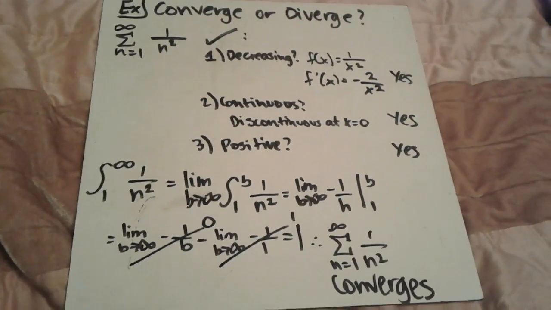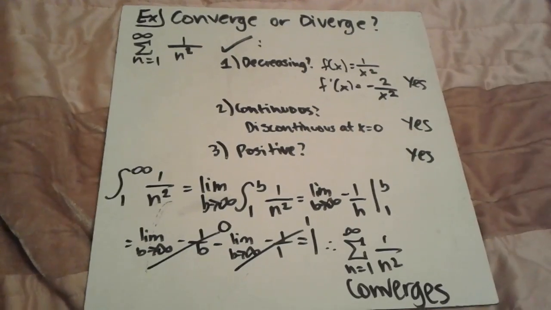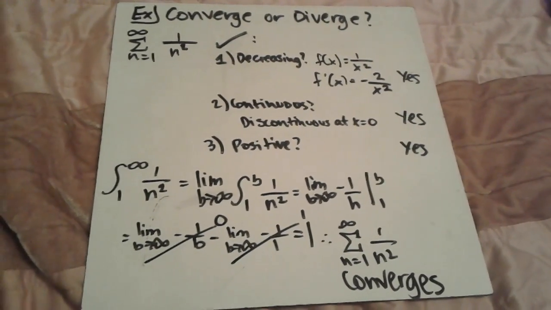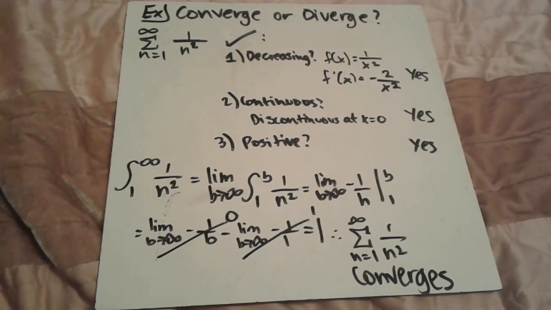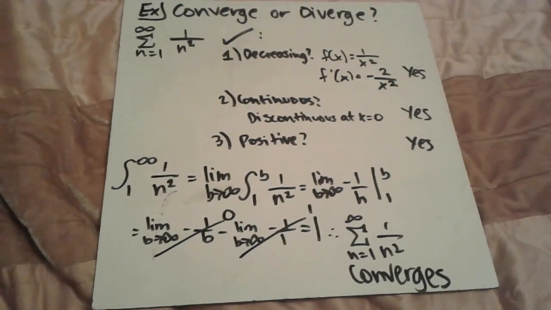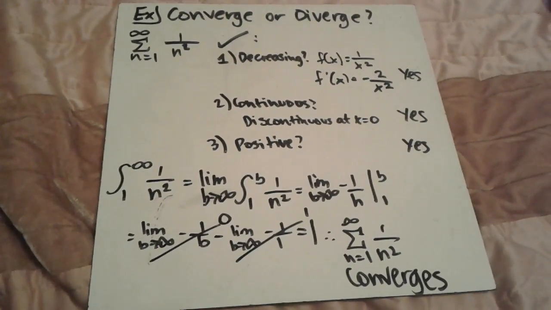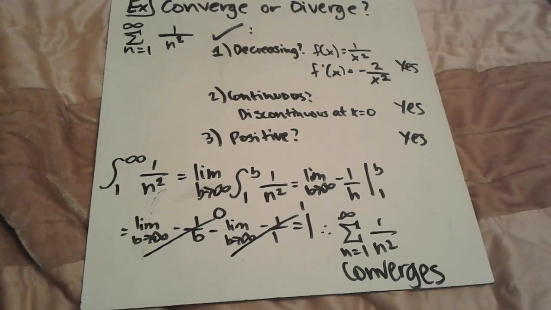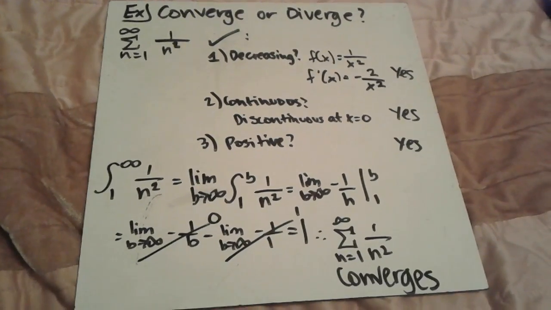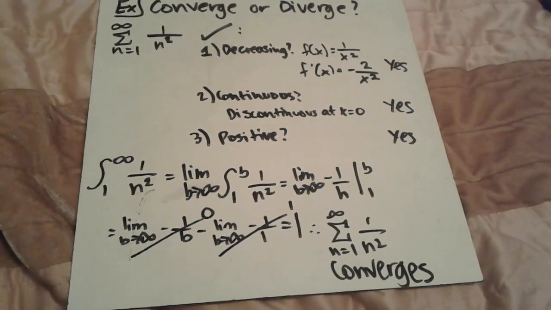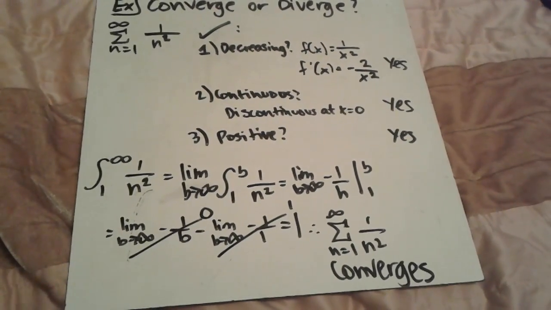This is an example of checking whether the problem is converging or diverging through the integral test. Given the sum as n equals 1 going to infinity of 1 over n squared, you have to do the three checks first. The first check is whether it's decreasing. So f(x) equals 1 over x squared, substituting the n's for x's.